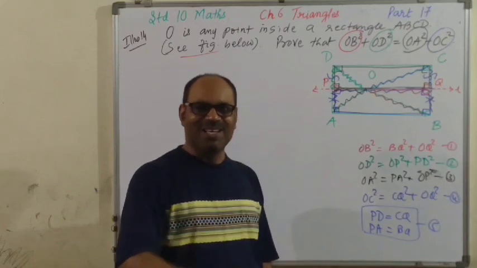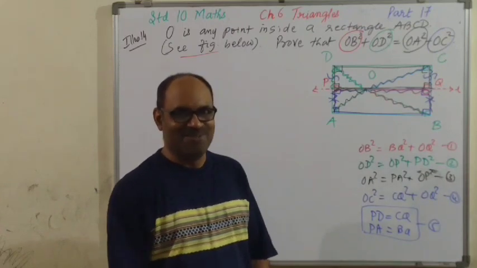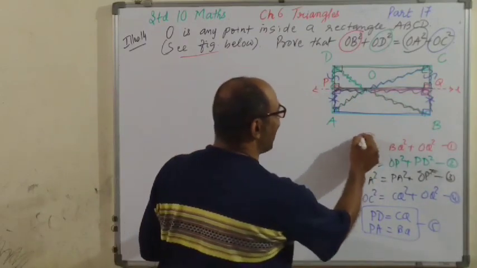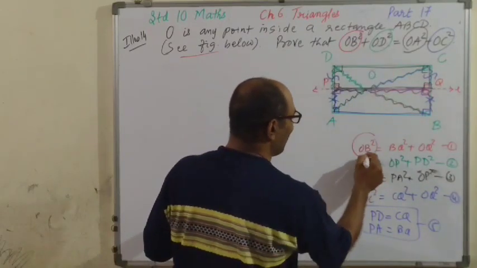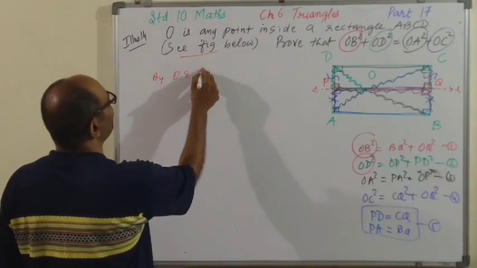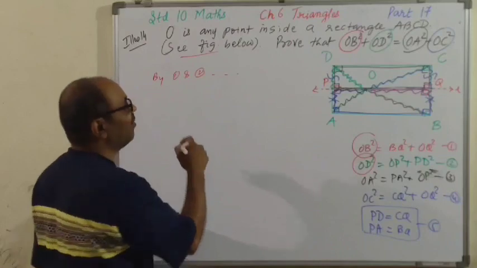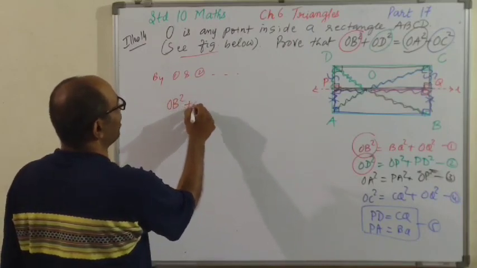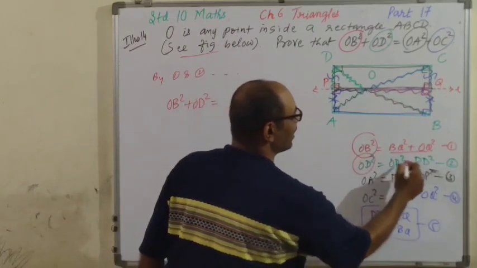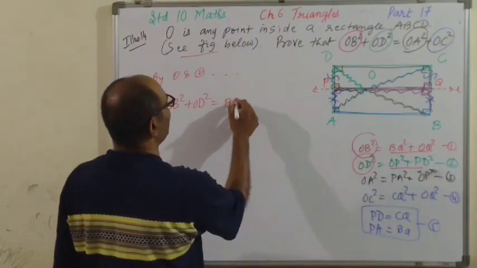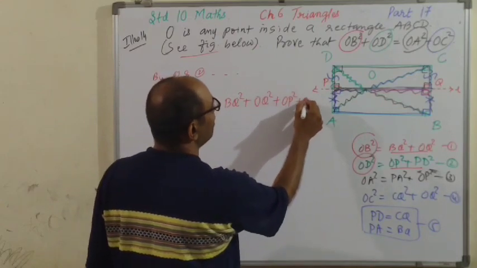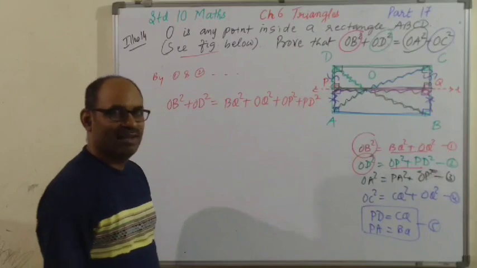कुछ अलग तरीके से मैं यहां काम करने वाला हूं. बोलो. OB स्क्वायर यहां है, OD स्क्वायर यहां है. So by 1 and 2, it follows that, I'll be writing it again, OB square plus OD square is equal to left hand side plus left hand side is right hand side plus right hand side. That gives me BQ square plus OQ square plus OP square plus PD square. All right.